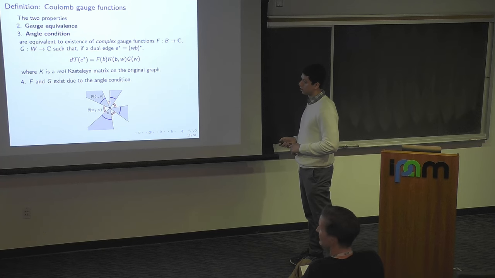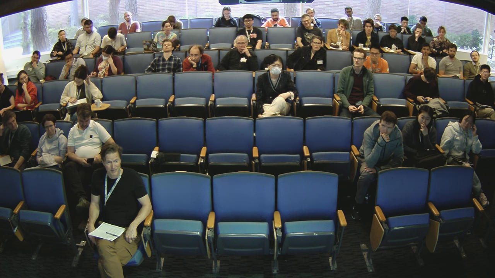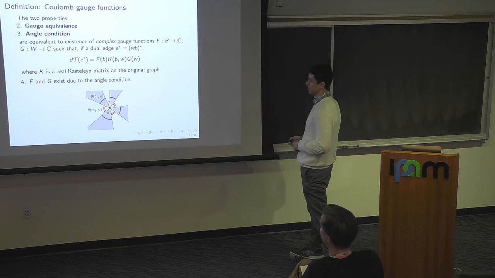Can you always pick signs for the bipartite graph? I think so, yes. Right. So the existence of f and g is equivalent to this angle condition satisfied by the t-embedding.